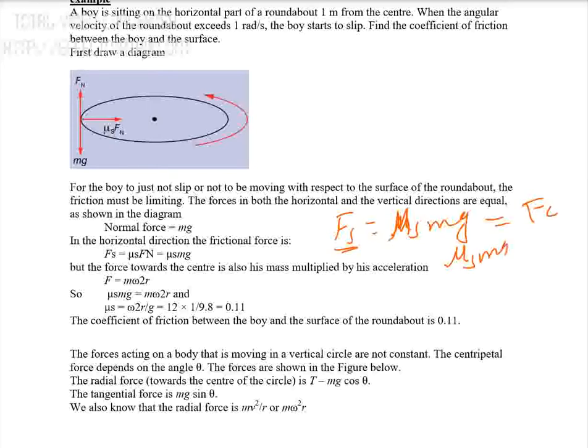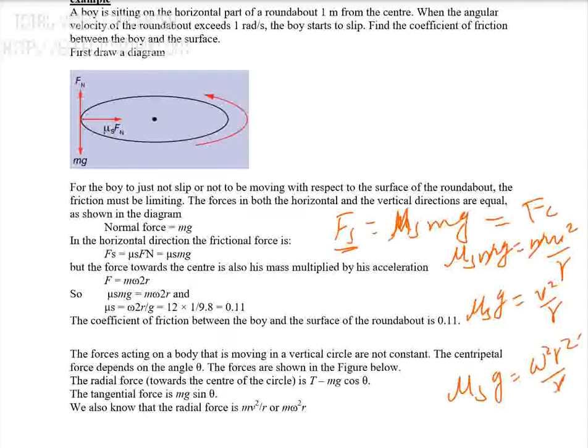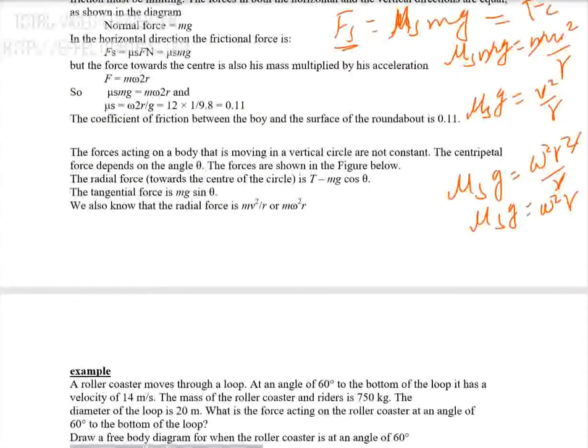Mu s mg is equivalent to what? M v square over r, and m is cancelled by m, and mu s times g is equal to what? V square over r, and also v is expressed as omega times r. Therefore, mu s g is equal to what? Omega square r square over r, cancelled by r. Mu s times g is equal to what? Omega square times r. And rearranging this, mu s is equal to what? Omega square r over g. And substituting the whole values, you can get the static friction value of what? 0.11.